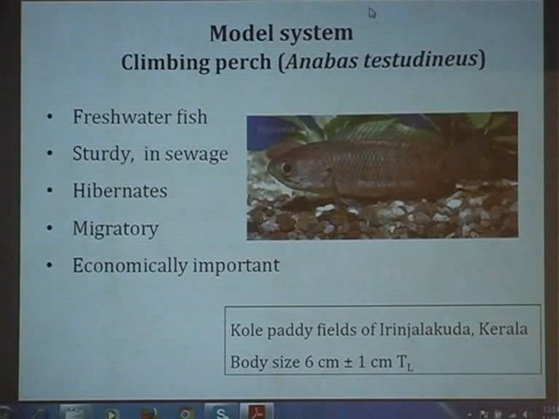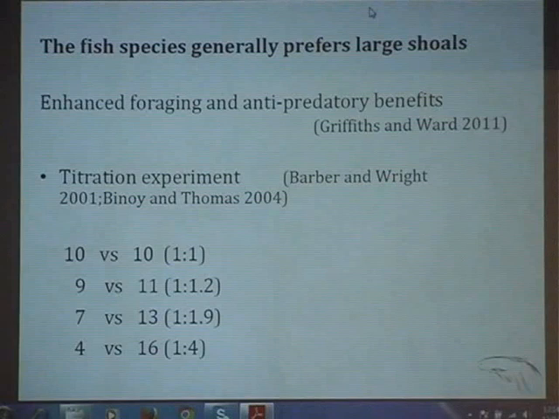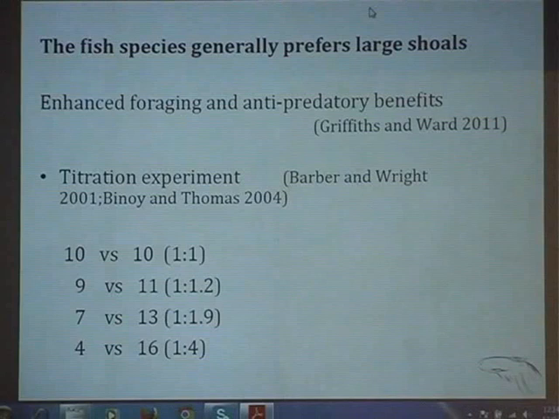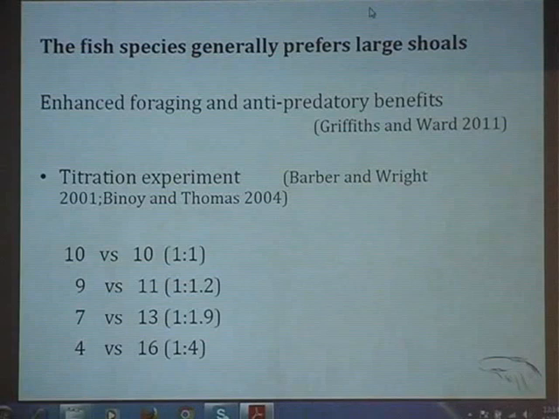So this is our fish, and this is a simple apparatus which we used in our studies. Usually we believe that fishes follow instincts. So we wanted to know whether the instincts will be affected by other cues. If the animal is able to integrate that information, the instinct can be modified.